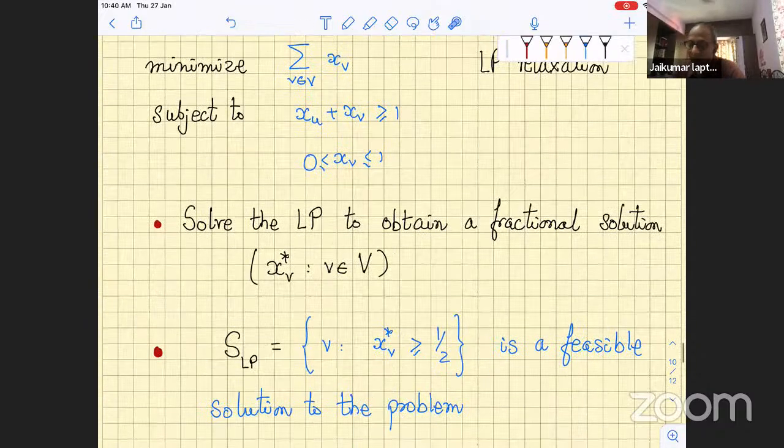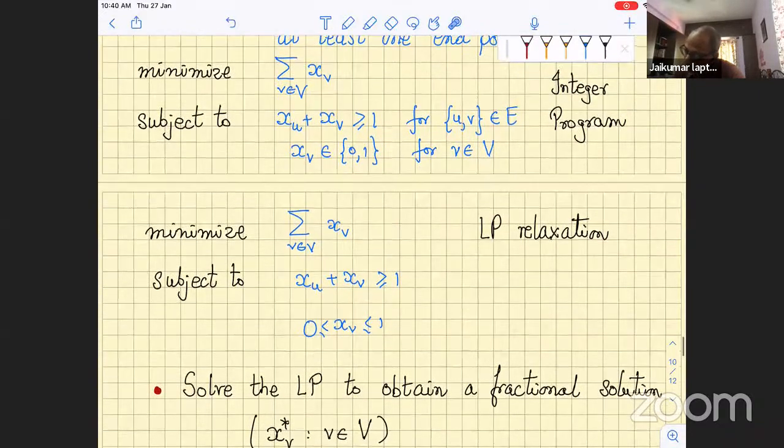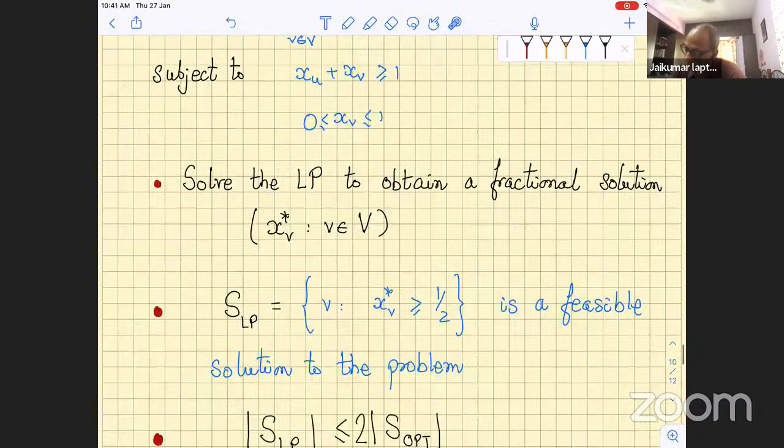Now, is this solution feasible? What could go wrong? We are only rounding things to 0 or 1, so these inequalities are not going to be violated. What about this inequality? Well, the observation is that whenever two non-negative numbers add up to 1, then at least one of them must be at least half. So when we did the rounding, one of them would have been boosted up to 1, and this inequality would automatically have been satisfied.